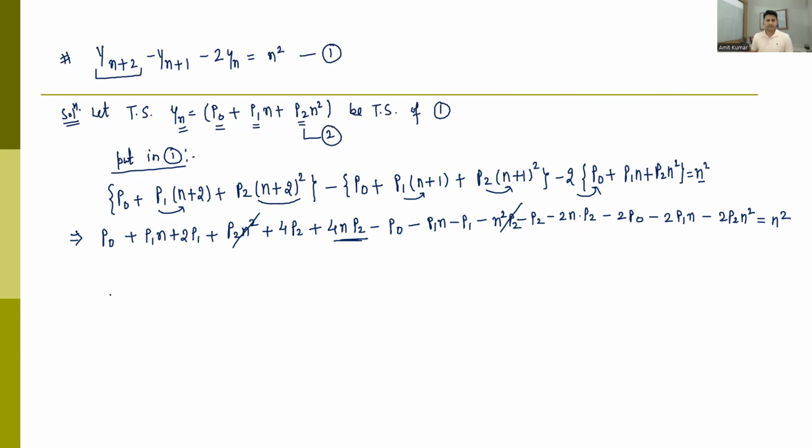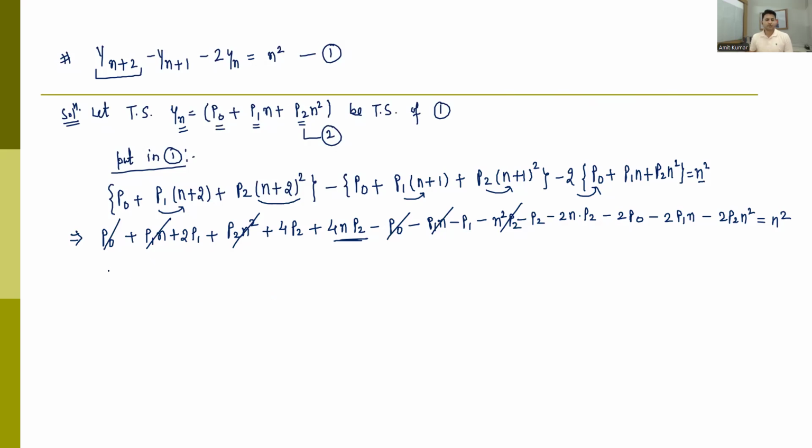Okay, let us arrange the terms. P0 also gets cancelled. P1n and P1n cancel. Is there any other term which got cancelled? 2P1. This is your P1. This is 4 times P2.